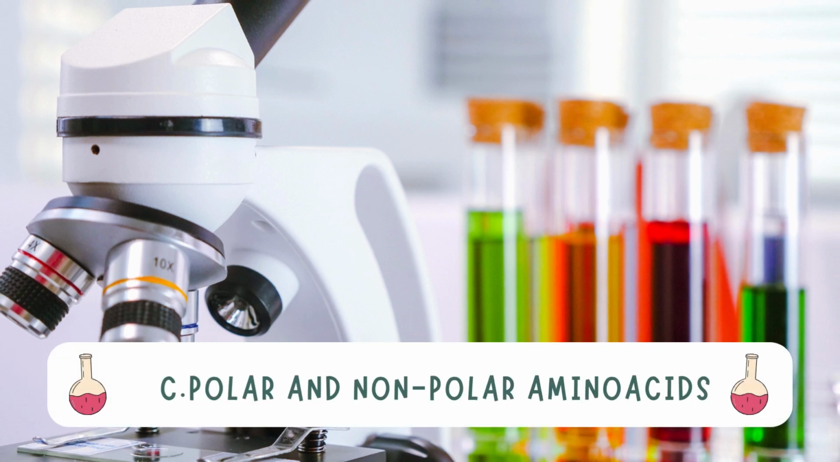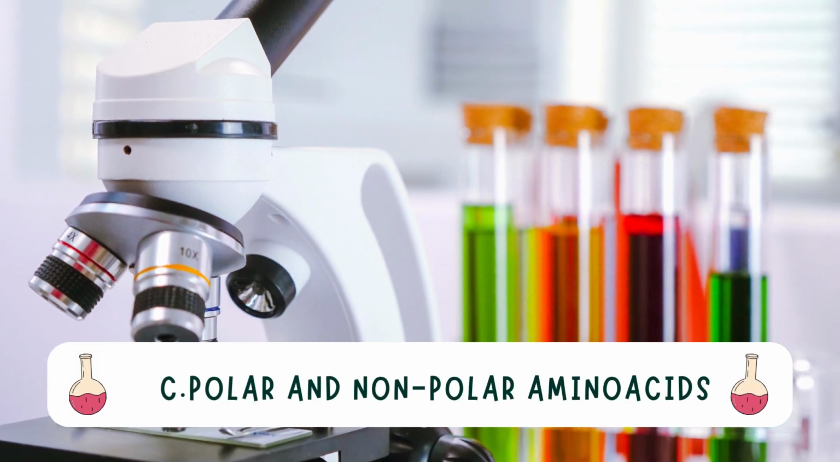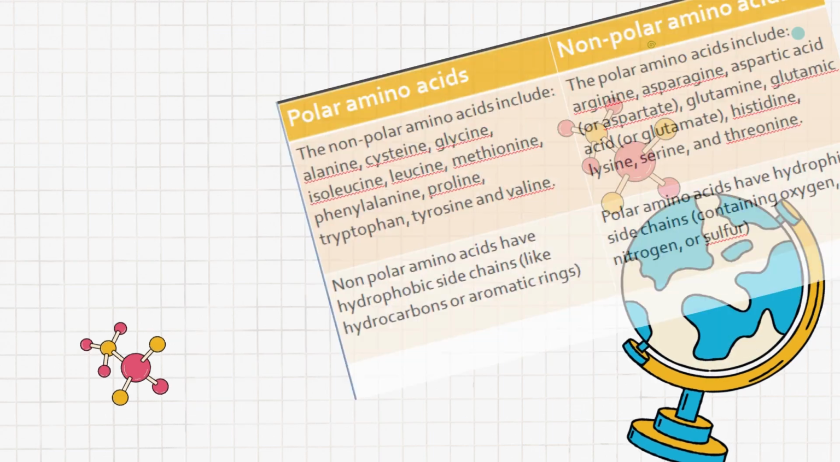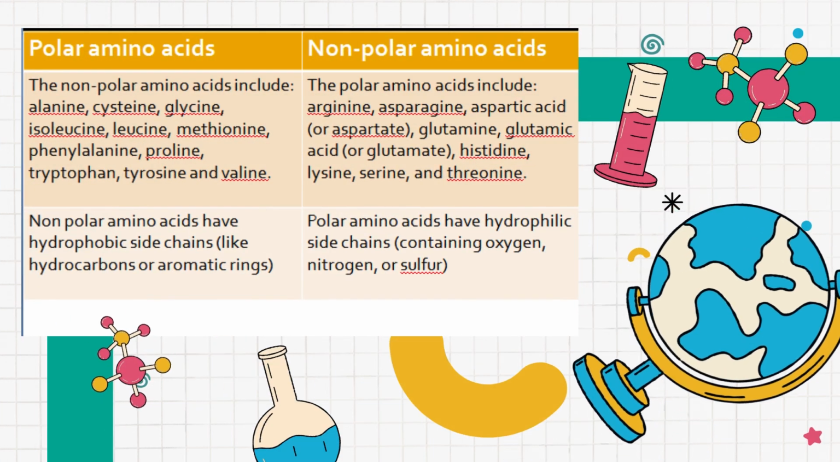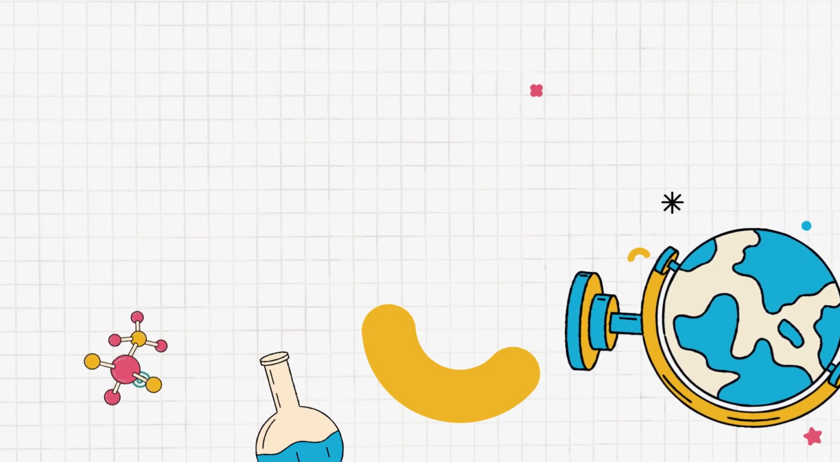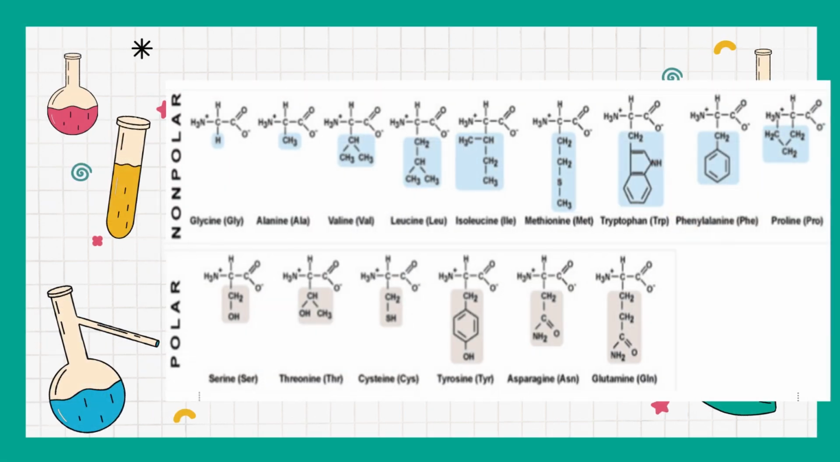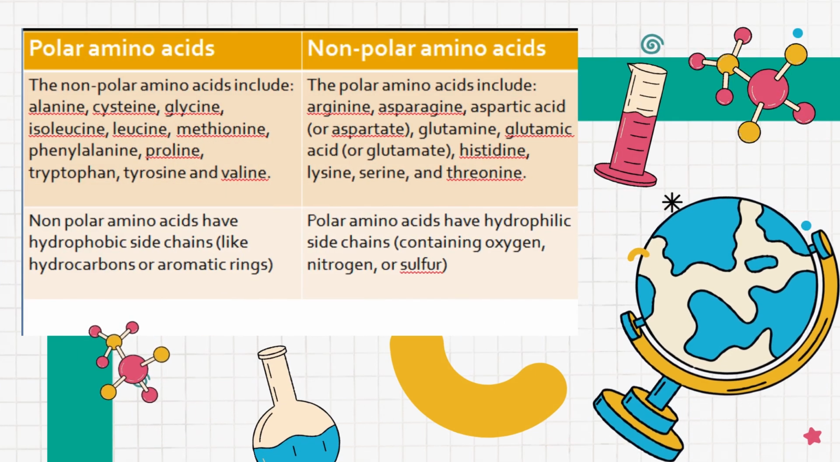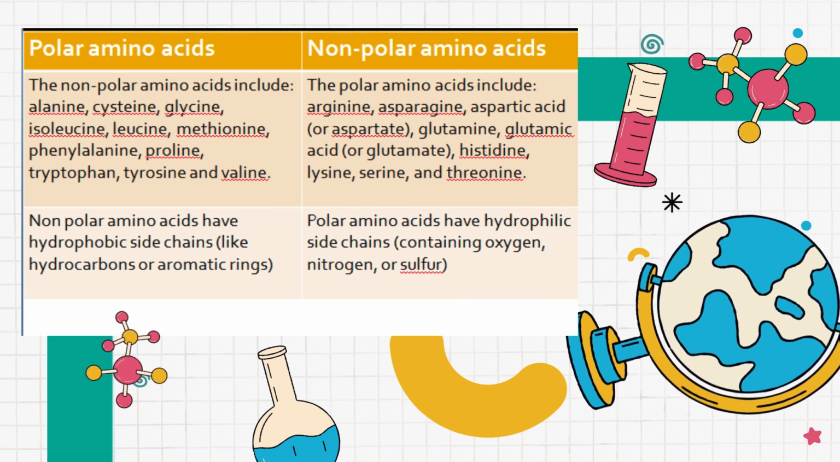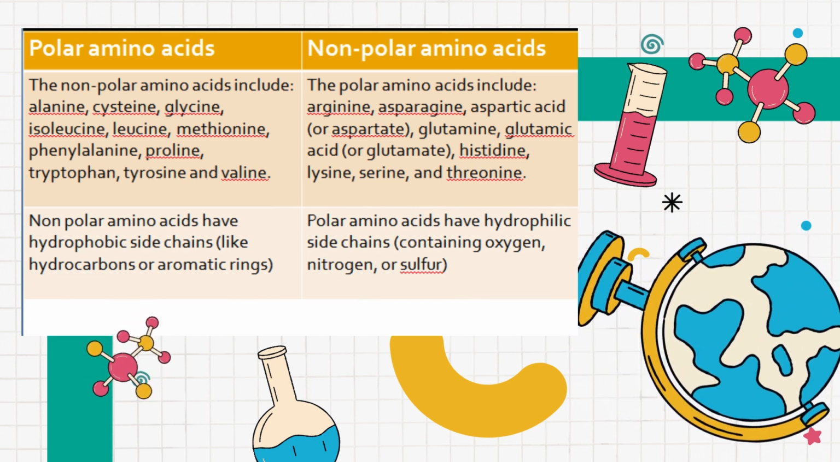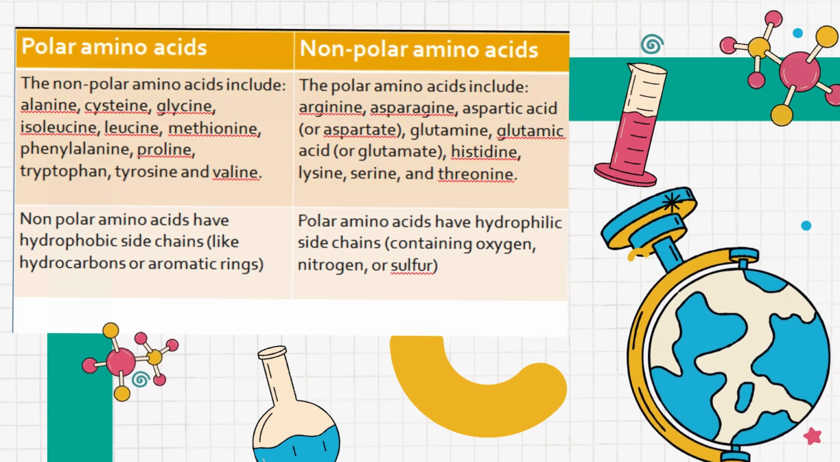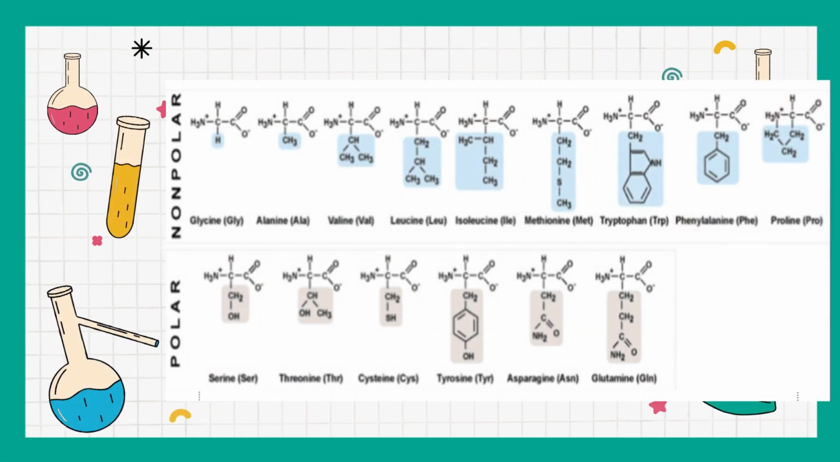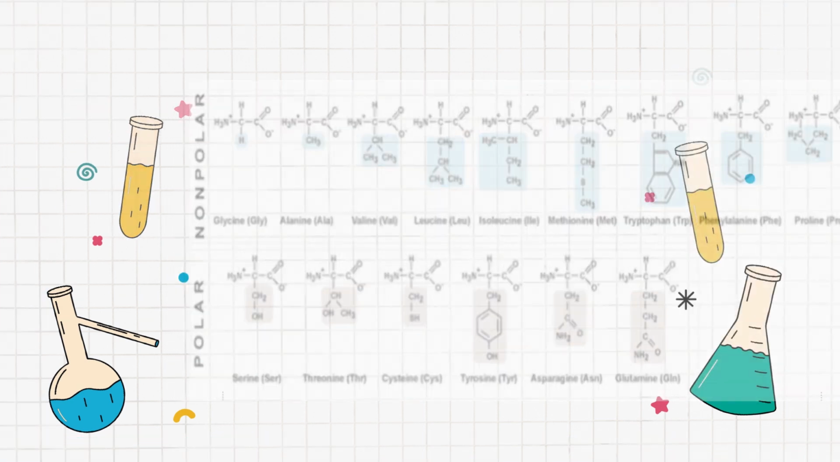Third and the last one, polar and nonpolar amino acids. Polar amino acids have hydrophilic R groups that form hydrogen bonds with water, making them water-soluble and typically found on protein surfaces. For example, serine, threonine, and asparagine. In contrast, nonpolar amino acids possess hydrophobic side chains that avoid water, instead clustering together in protein interiors to minimize contact with aqueous environments. Notable examples are leucine, valine, and phenylalanine.